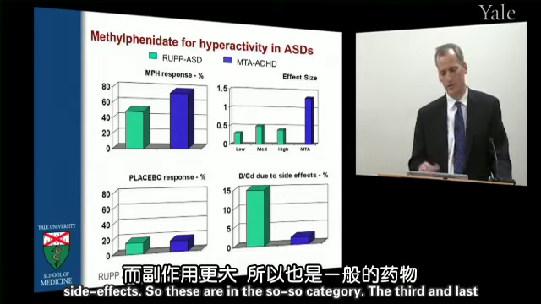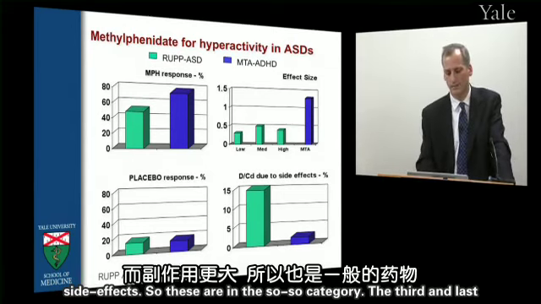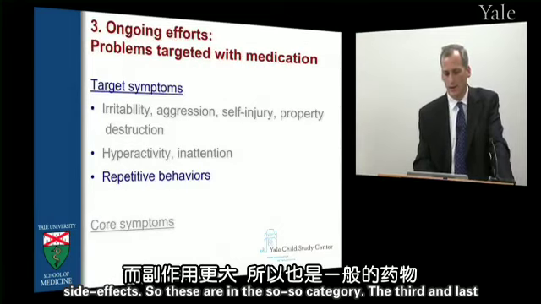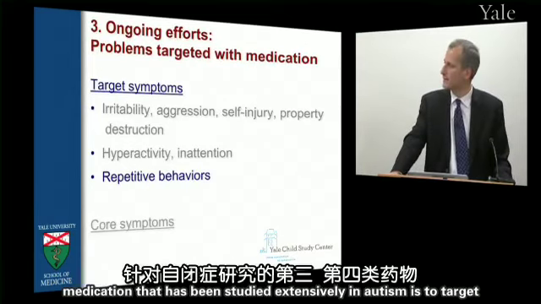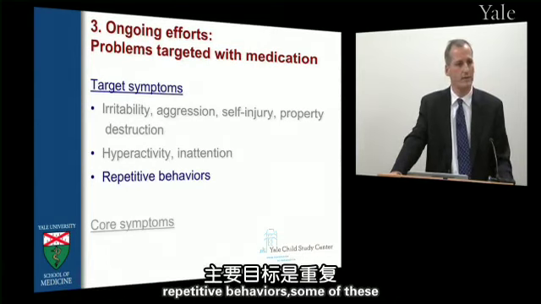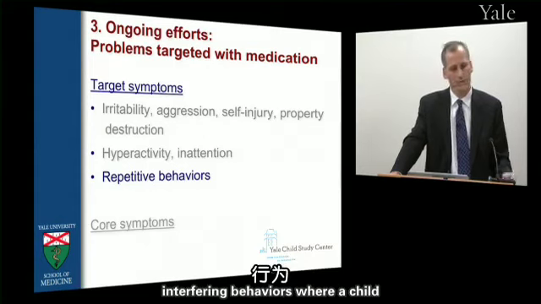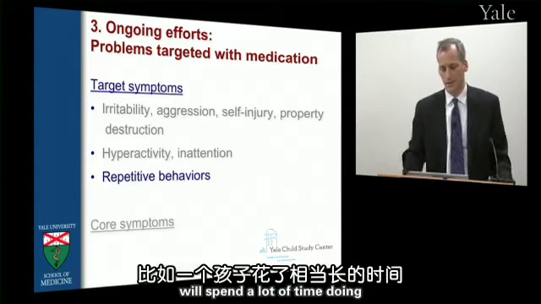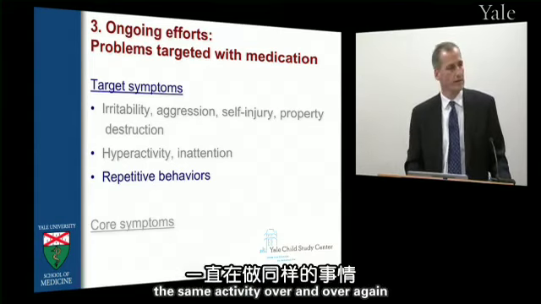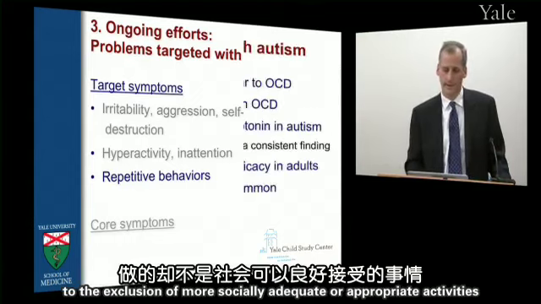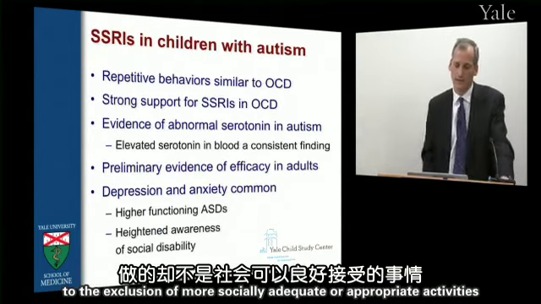So these are in the so-so category. The third and last medication that has been extensively studied in autism is to target repetitive behaviors. Some of these interfering behaviors where a child will spend a lot of time doing the same activity over and over again to the exclusion of more socially adequate or appropriate activities.